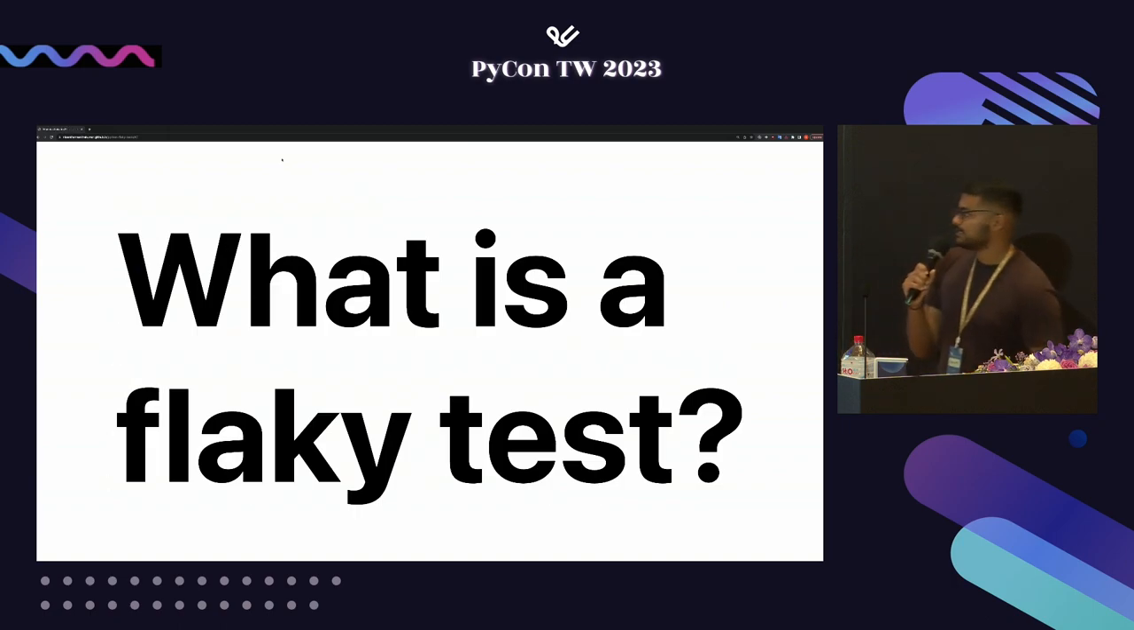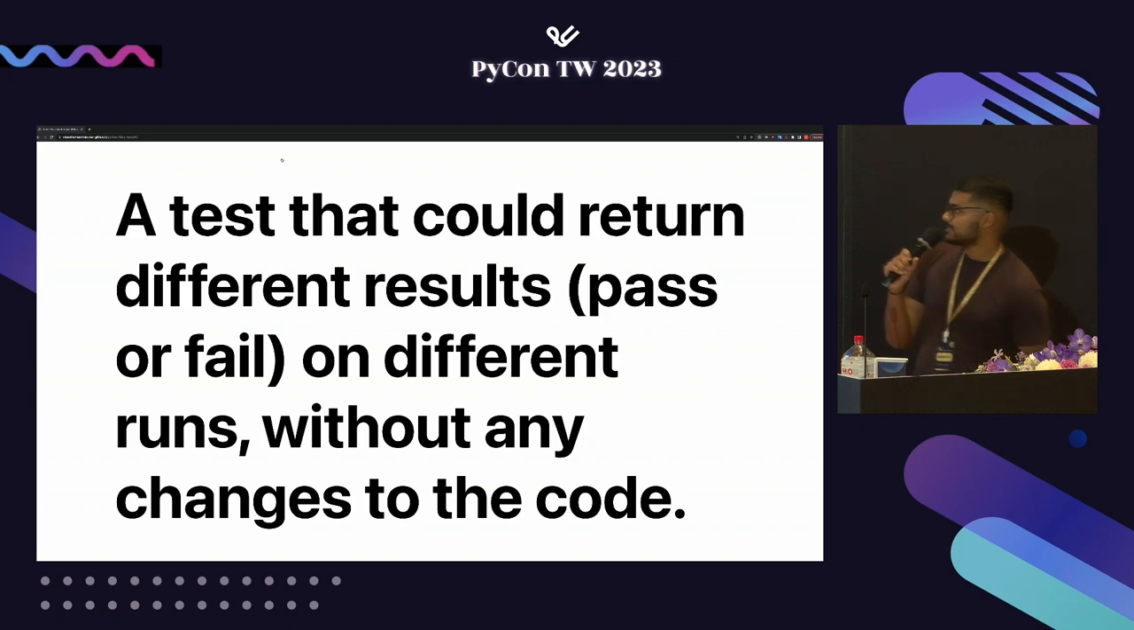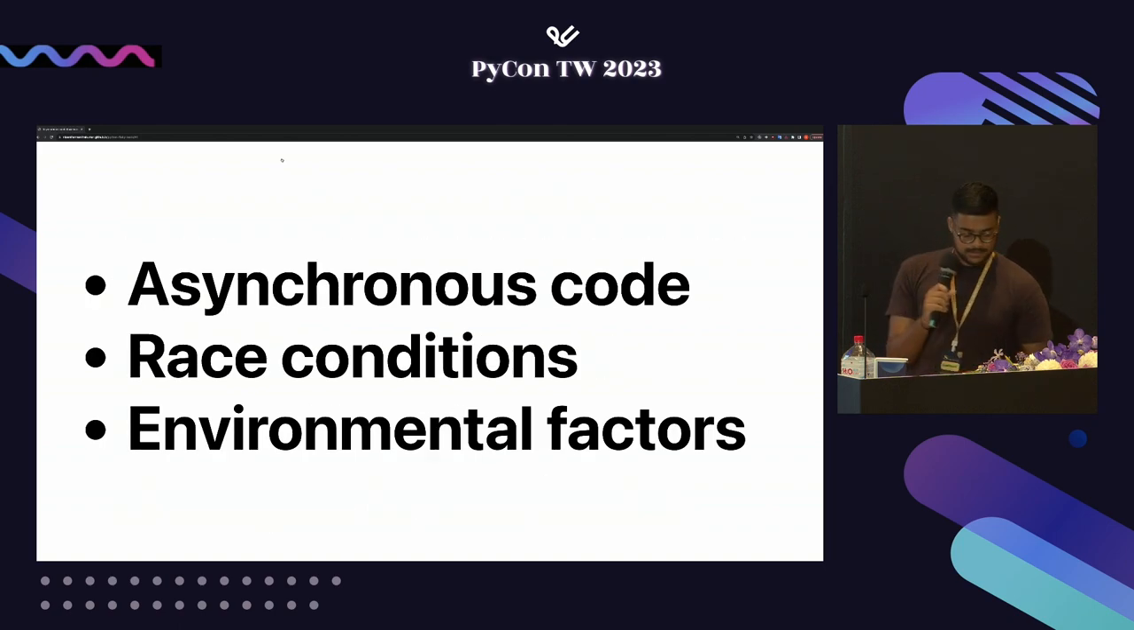So what is a flaky test? It's a test that could return different results, pass or fail, on different runs without any changes to the code. So what causes this unpredictability? Asynchronous code can sometimes execute in unexpected sequences. Race conditions, where the output depends on the timing of uncontrollable events, and environmental factors, like the differences between your local machine and CI servers.